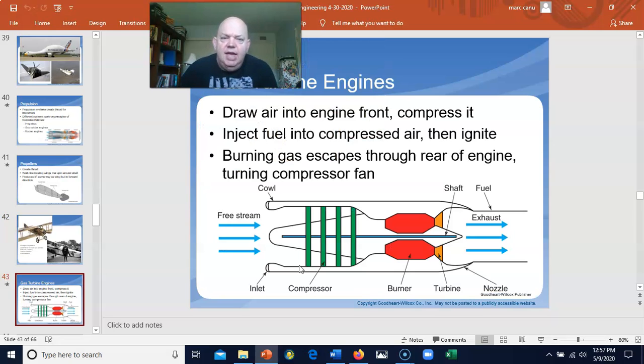All right, let's get into gas turbine engines. Think jets. You draw air into the engine front, the intake, and you compress it. Now, in that compressed air, you inject the fuel, then you ignite it. Now you get your explosion, the burning gas gets out through the rear of the engine, and it turns the compressor fan, which again allows the process to keep going, and it creates thrust.